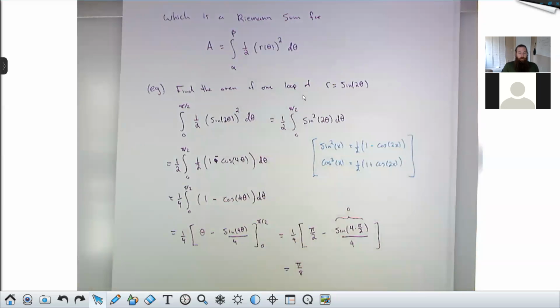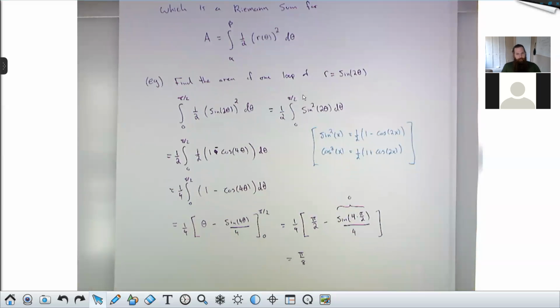Again, the challenge with the area problems in polar coordinates is making sure you know which part of the graph corresponds to which theta values, because it's not always the obvious thing.